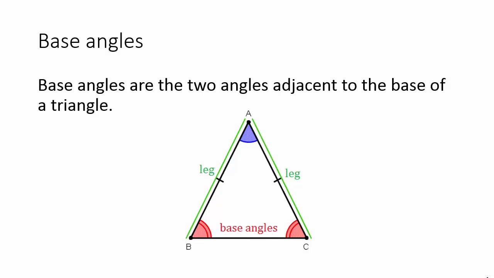Vocabulary. Base angles. Base angles are the two angles adjacent to the base of a triangle. If you remember from our notes from Chapter 4, Section 1, when we have an isosceles triangle, the side that is not equal to the other two sides is called the base side. And so your base angles are the angles that are on the base side. Another way you can look at it is that your base angles are opposite from your congruent sides, or opposite from the legs of an isosceles triangle.